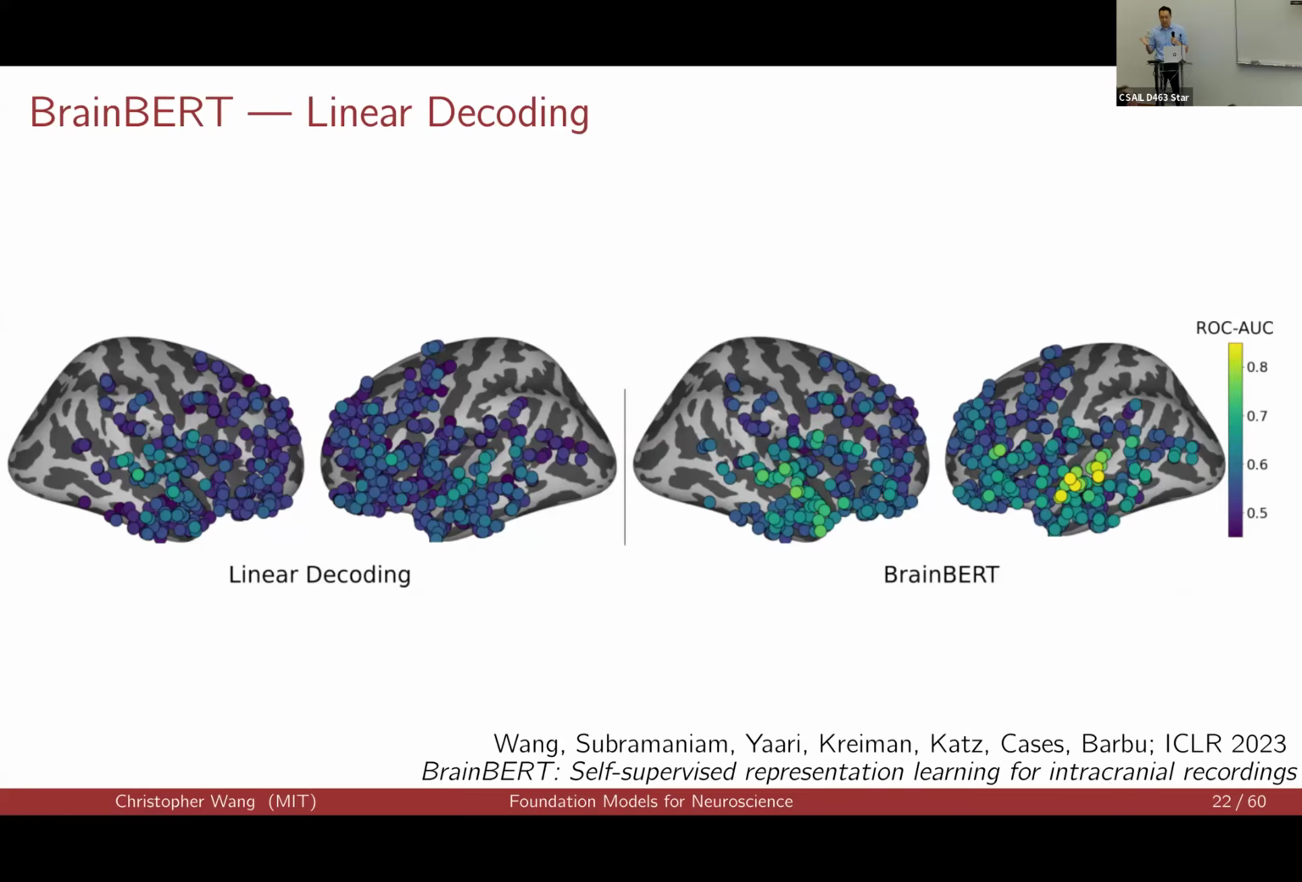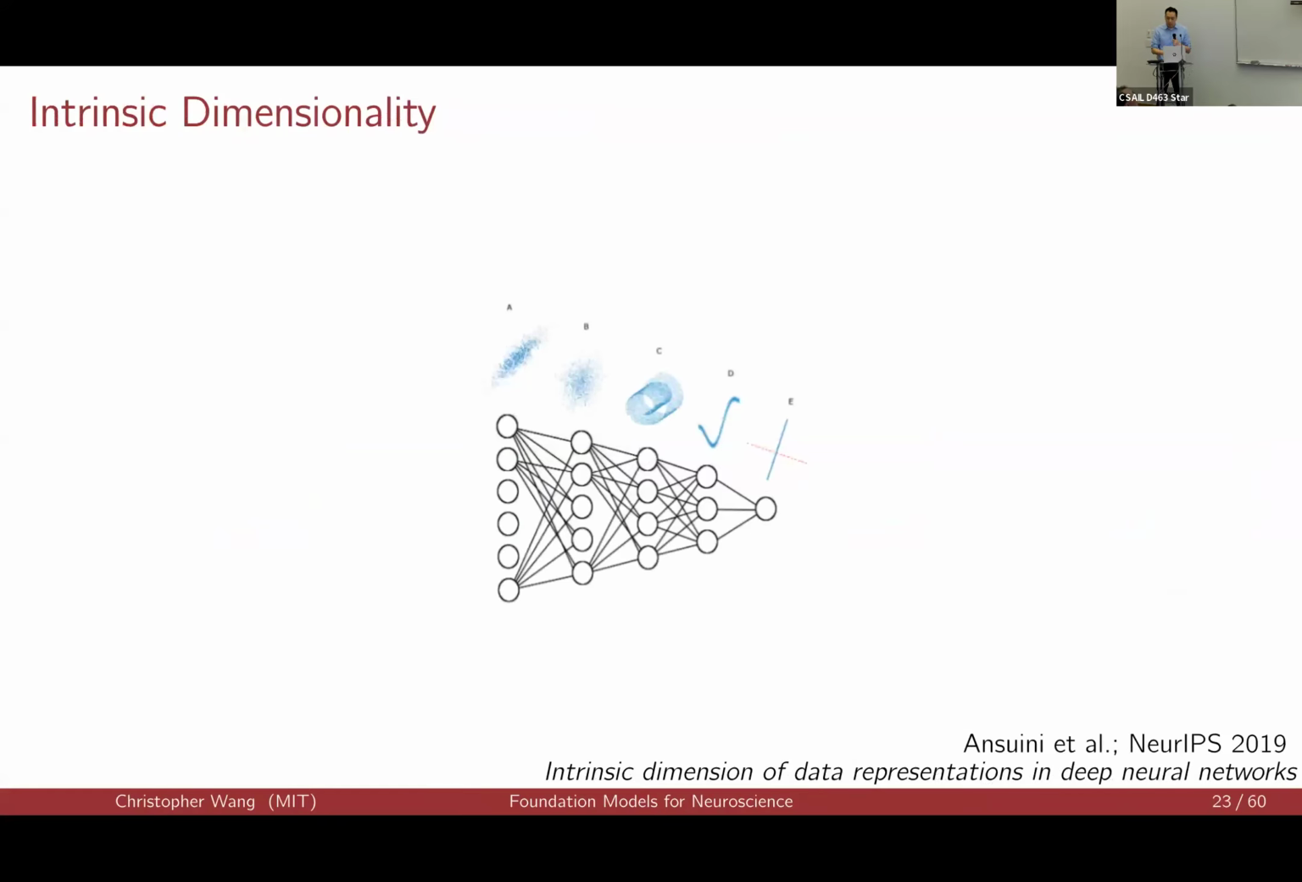Improving decoding is one thing. What really excites me about BrainBERT is it opens the door for other types of analyses that you can do. So I'll go back and forth drawing comparisons between machine learning and neuroscience. And one thing that people have observed for artificial neural networks is this trend in the dimensionality of its representations.